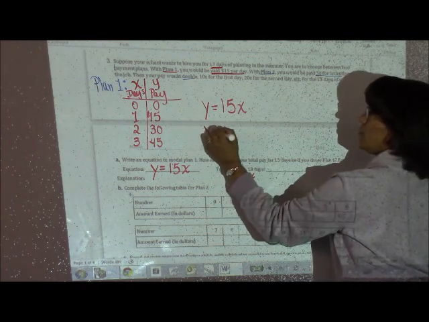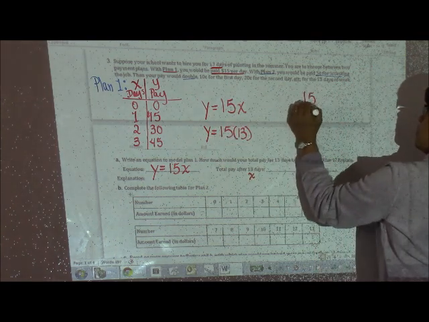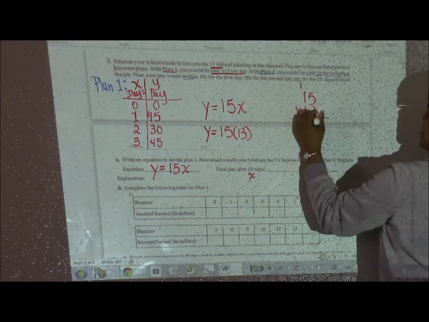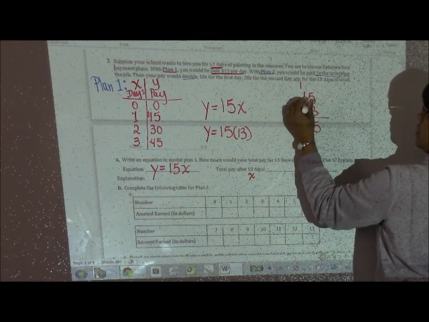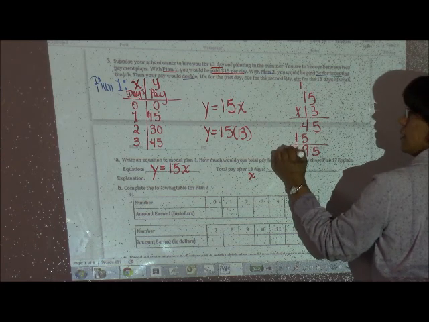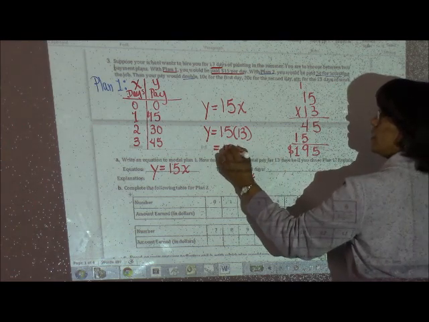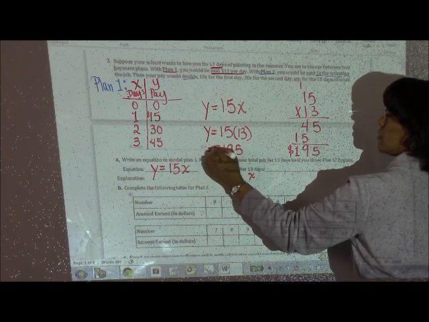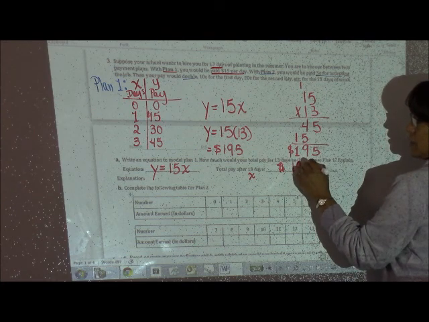So we do y is equal to 15 times 13. On part of your EOC, you won't be able to use your calculator, so let's see if this works here. 3 times 5 is 15. 3 times 1 is 3 plus 1 is 4. 1 times 5 is 5, and 1 times 1 is 1. So we can see that for 13 days, we're going to get $195.